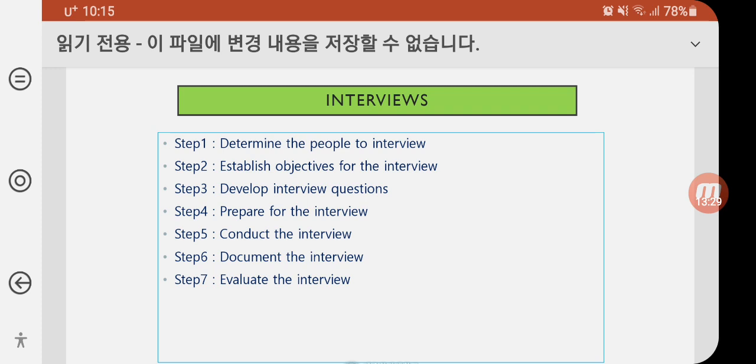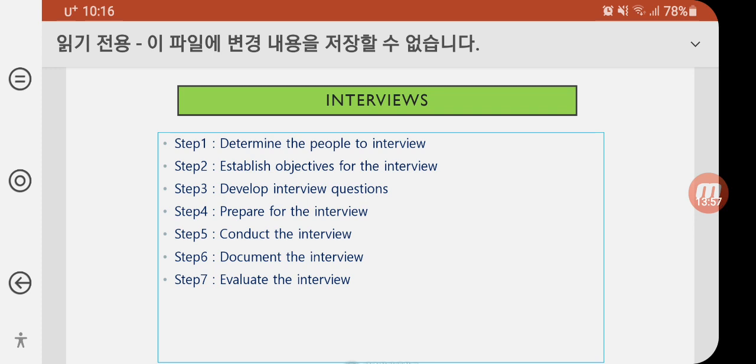The second step is to establish objectives for the interview. In this step, determine the areas to be discussed. List the facts you need to gather. Upper management provides the big picture. Users can give you specific details.